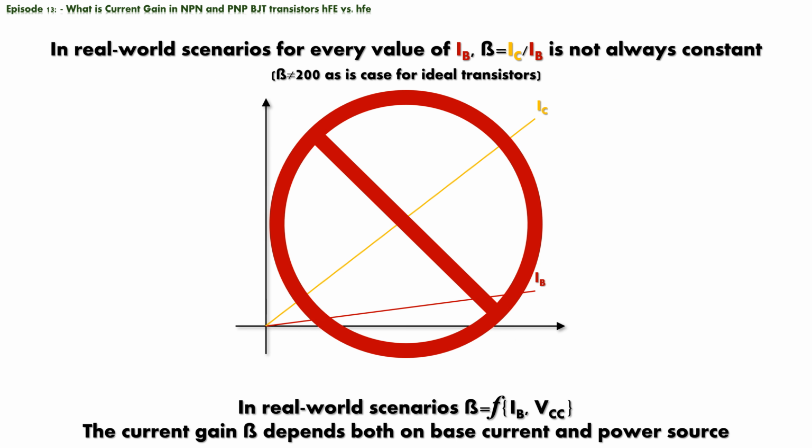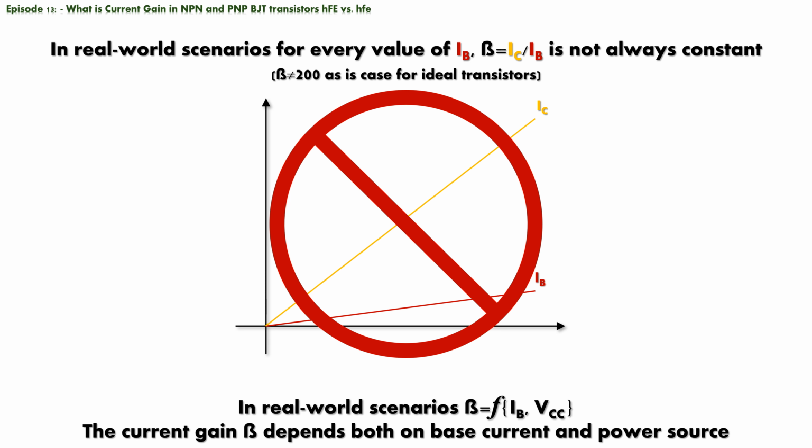Now, back to the real world. Here is where things get a bit more complicated. For real-world transistors, a linear increase in base current does not produce a linear increase in collector current. For real-world transistors, current gain, beta, is not constant for every value of base current.